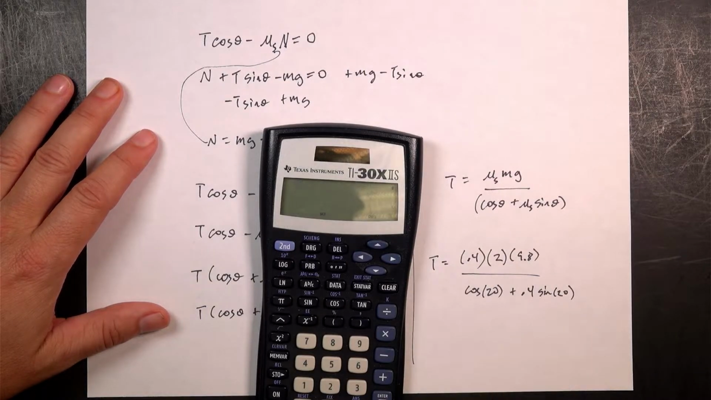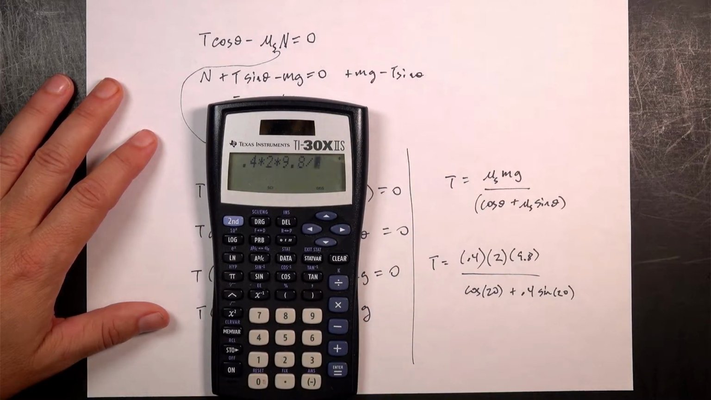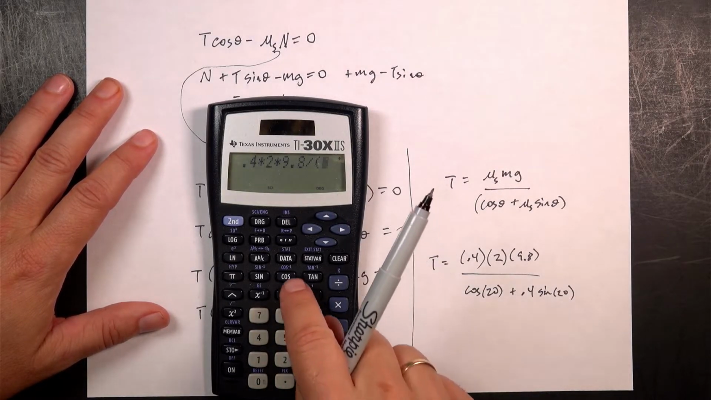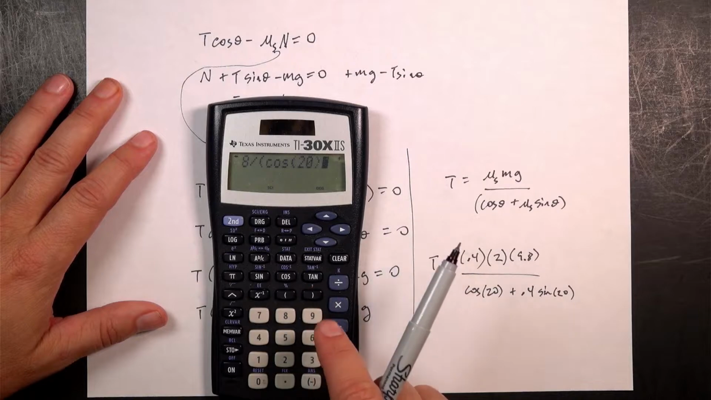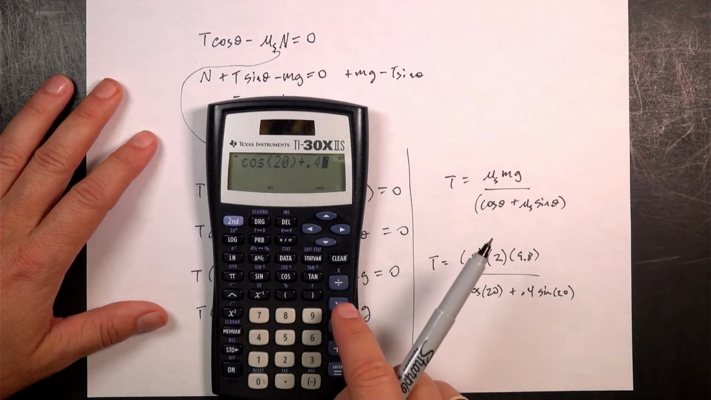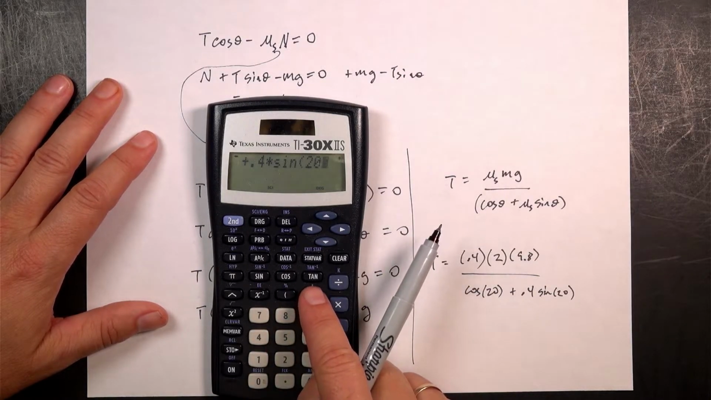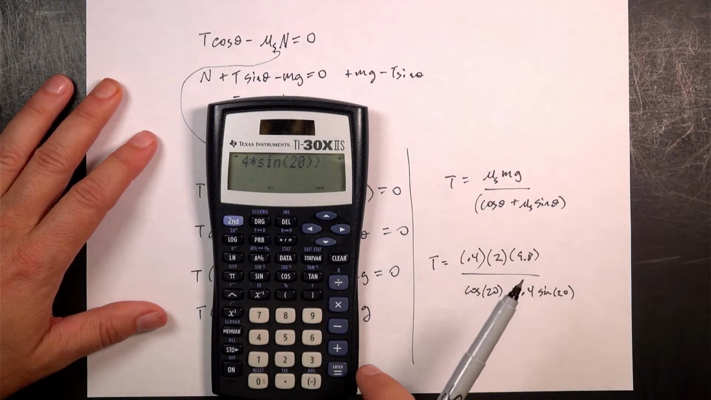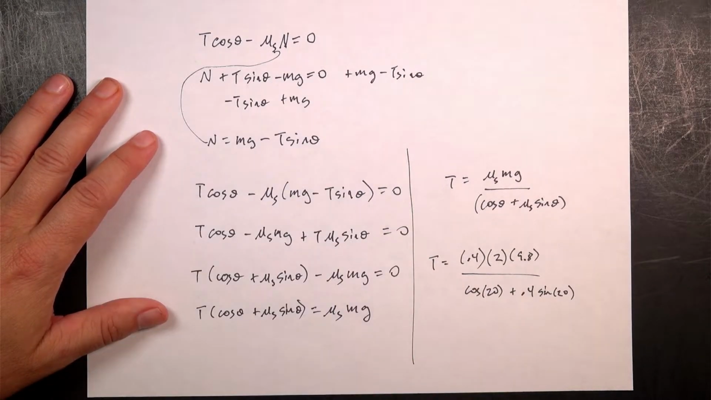Okay, so I'm going to enter the top end first, 0.4 times 2 times 9.8 divided by. Now here, I need to be careful because I'm going to have a sum on the bottom, so I need to put a parentheses. So I can say cosine 20, close parentheses, plus 0.4 times sine 20, close parentheses. Now I need another close parentheses for the denominator, and then I can press enter. And I get, what's that? 7.28 newtons.